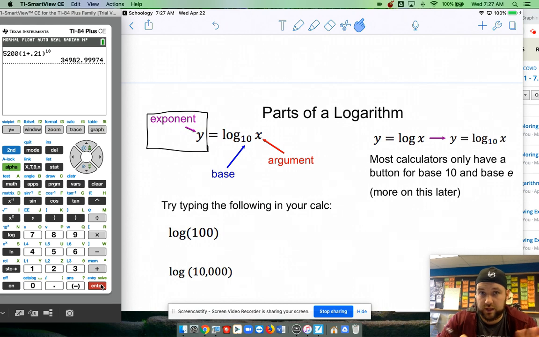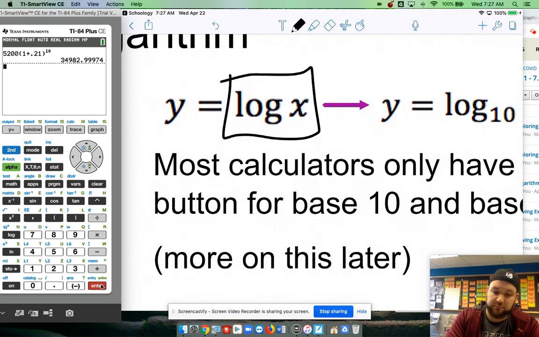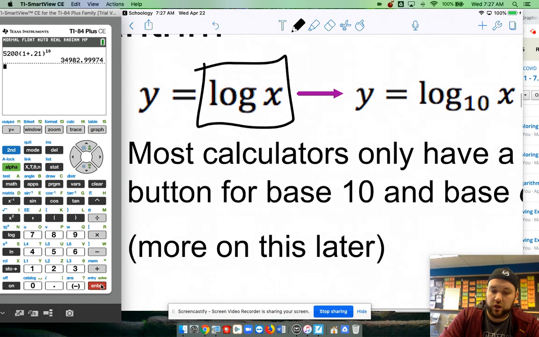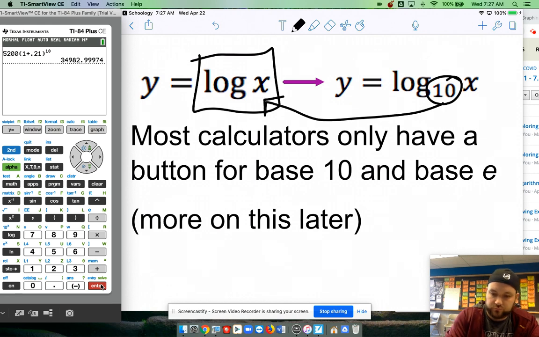One thing I just want to throw out there: if you see LOG with no base number, it is base 10. It was agreed upon by some old mathematicians that log without a base number would be used for base 10 because base 10 is used so frequently in the metric system and a lot of other places. So if you just see log of x, understand that that missing base will always be base 10.